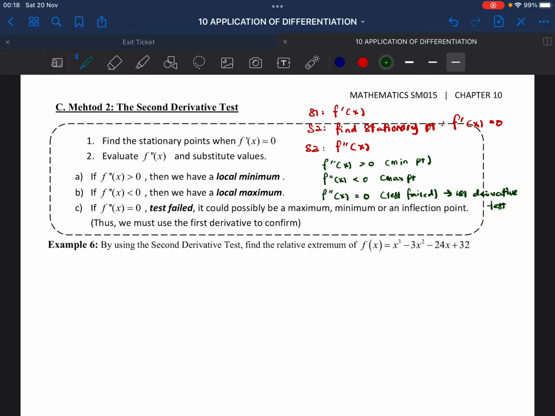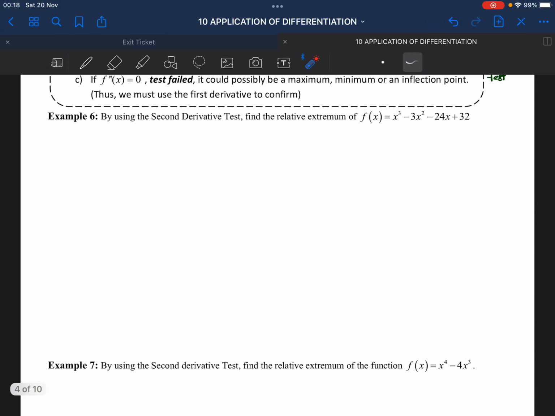Alright, so ingat, kalau greater than 0 dia ialah minimum, less than 0 dia ialah maximum. Dia macam terbalik lah. Okay, so let's see example 6 here, by using second derivative test. If the question asks you to use second derivative, you have to use second derivative. If the question asks you to use first derivative, use first derivative. If the question doesn't say anything, terpulang mana satu yang senang untuk kamu.